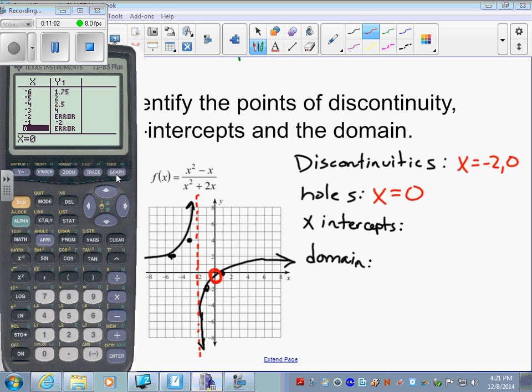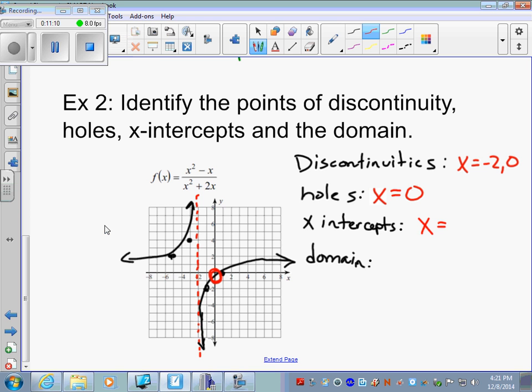And x-intercepts, well, we just said x equals 0. But our x-intercept is at x equals 1. For y equals 0, you can say x equals 1, or you can say 1, 0. That might even be better, coordinate 1, 0.